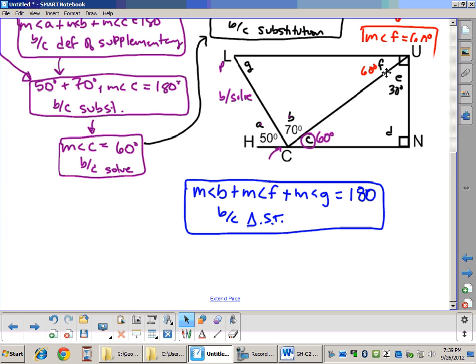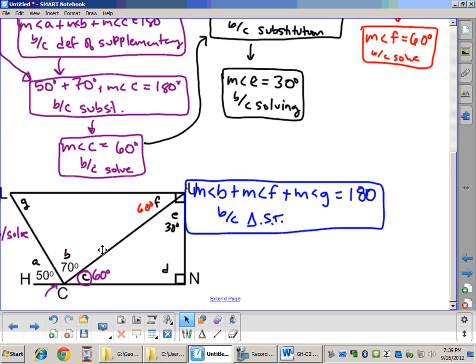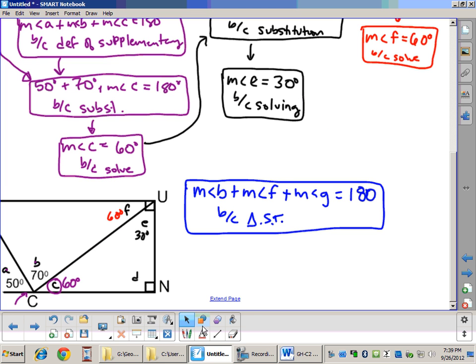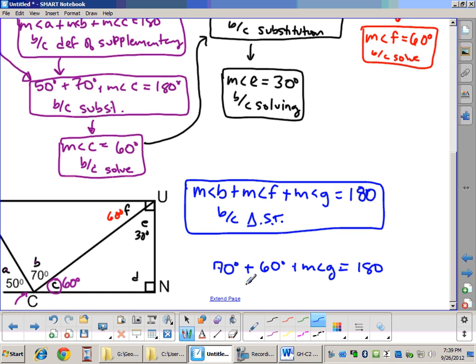Now I think if the relationship's established, we're ready for the substitute solve part. So let's rewrite this equation. Measurement of angle B is 70 degrees. Measurement of angle F is 60 degrees. We just found that. And the measurement of angle G, well, we're trying to find that. We'll leave it as a variable. Now this is going to be because of substitution. But let's be careful from where we modified the equation. Here's where I grab the 60.